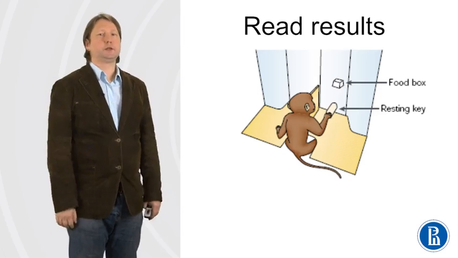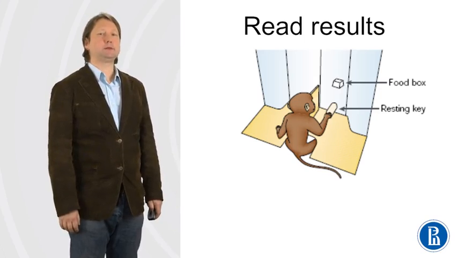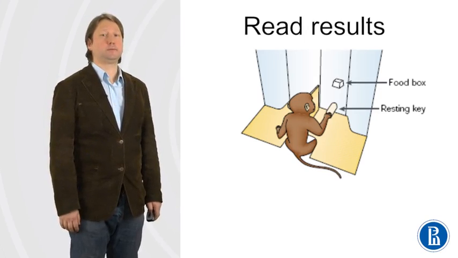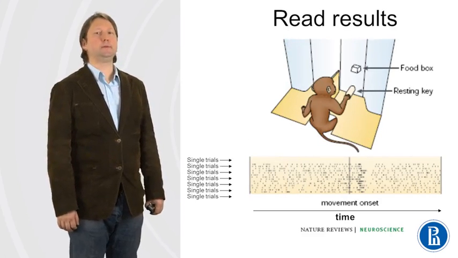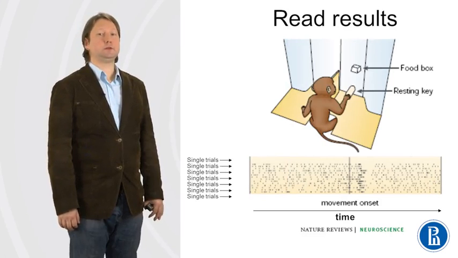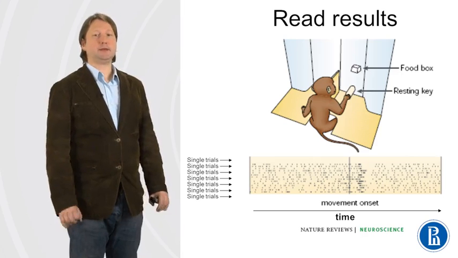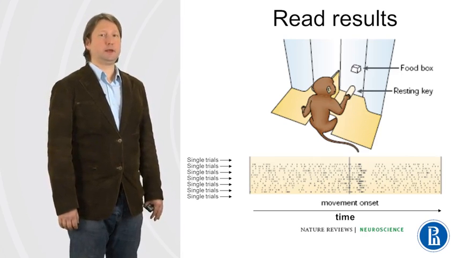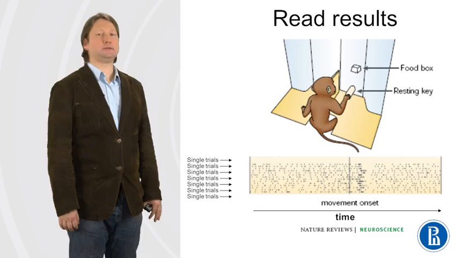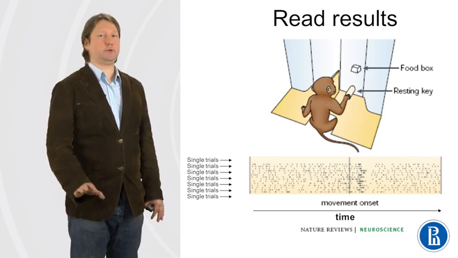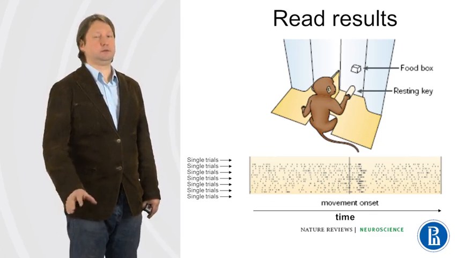During the course, you will see this kind of pictures. Here, a monkey has to get food from the food box. You see the representation of the activity of the neuron, and each dot here represents a spike. Each line represents a trial. So what do you see here? That this neuron is particularly active when the monkey touches the reward. So this neuron reacts to something that has a value.